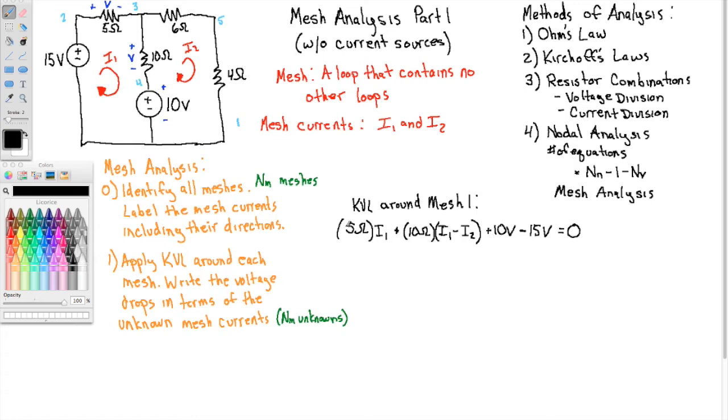Alright, we can combine like terms. I have a 5 ohm times I1 and a 10 ohm times I1, so that's 15 ohms times I1. And I have a minus 10 ohms times I2. Okay, and the constant term here, 10 volts minus 15 volts, that's minus 5 volts, but when I add it to the other side, I get plus 5 volts. And we'll leave it for now. I'll put some stars there. We'll come back to that guy.